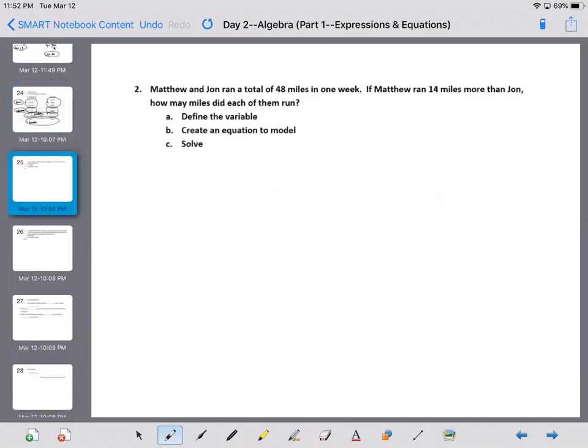So here we've got Matthew and John ran a total of 48 miles in 1 week. Matthew ran 14 miles more than John. How many miles did each of them run? So my variables, I'm going to say X is John, and we'll say Y is Matthew. We'll say X plus 14 is Matthew because Matthew ran 14 more than John.